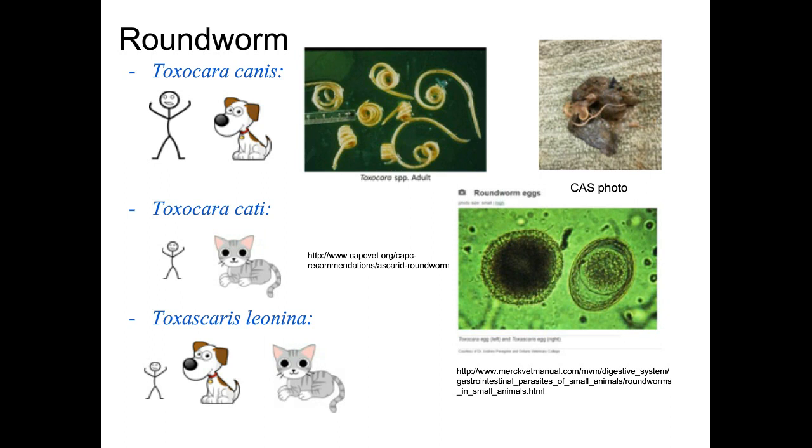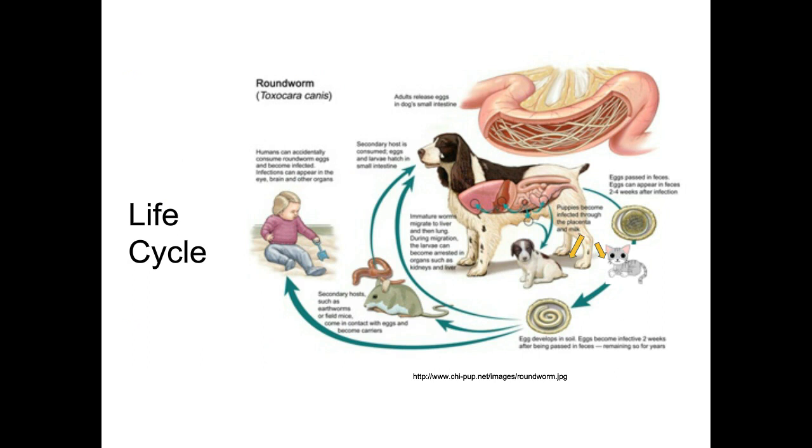Life cycle, again, is very, very important. The adult roundworms lay non-embryonated eggs in their feces, and these eggs develop into the infective stage in about 2 weeks. So they also have to go through some changes after they are defecated to become infective, so that takes about 2 weeks.